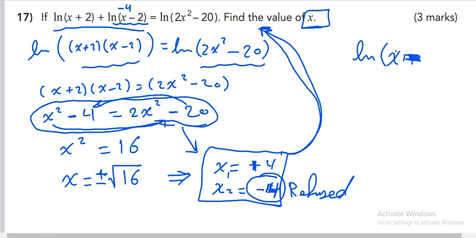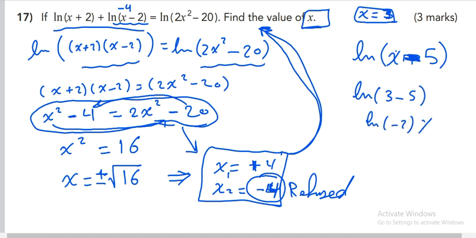Because sometimes we will get an expression like this: x equal ln of x minus 5, like this. And we got value x equal 3. Here the value of x is positive, but is it accepted to be put here? No, because if we put it, 3 minus 5 is ln of negative 2, refused. So here don't refuse the negative value for x directly. You have to substitute each value of x. The value which makes the expression with ln negative is refused.